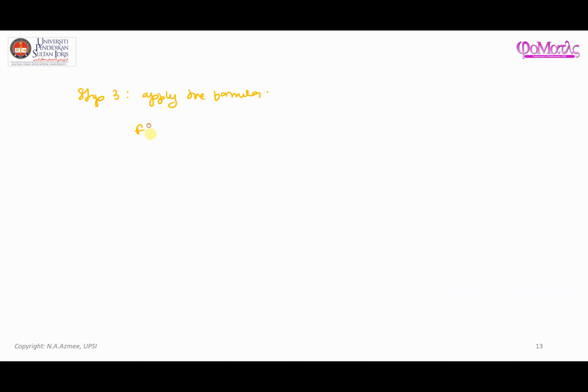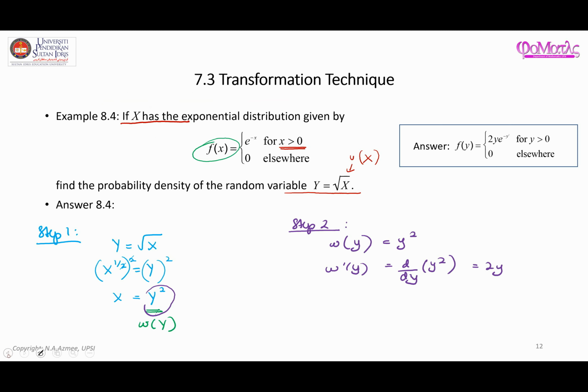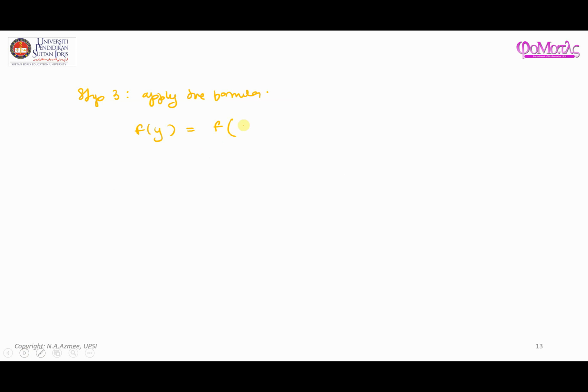So here we have f_Y(y) equal to: we take the function of x, which is this one, and substitute w(y) into it, into the position of x. You're going to multiply that with the result of the second step, which is the derivative of the function, and you need to find the absolute value of it.